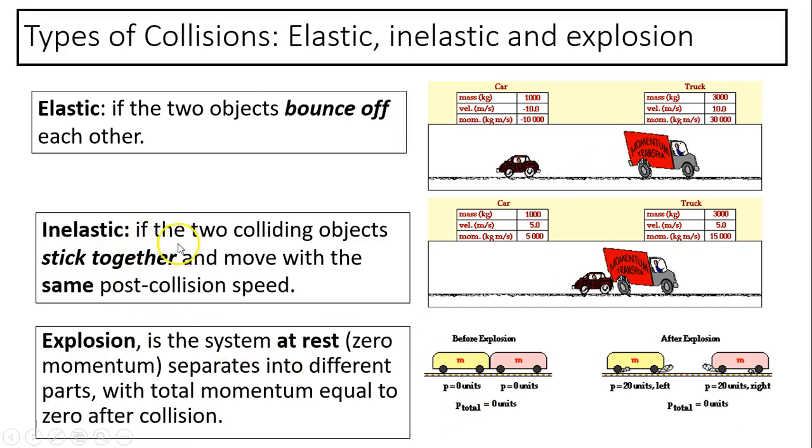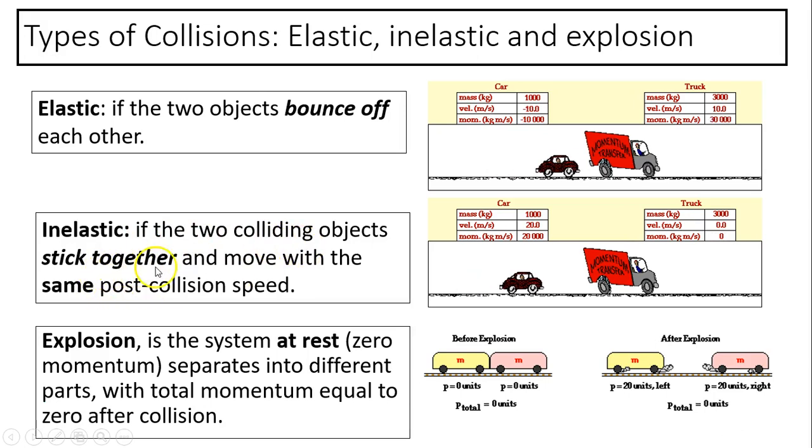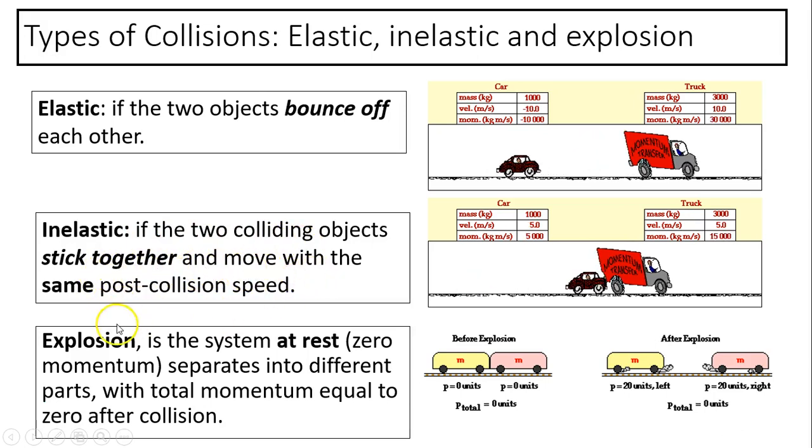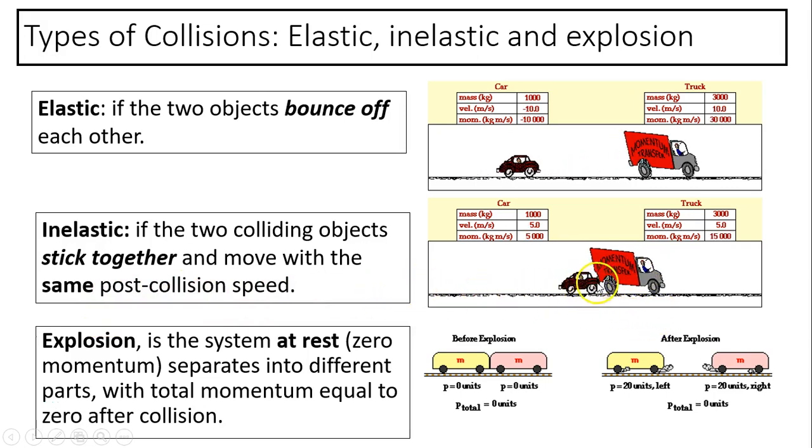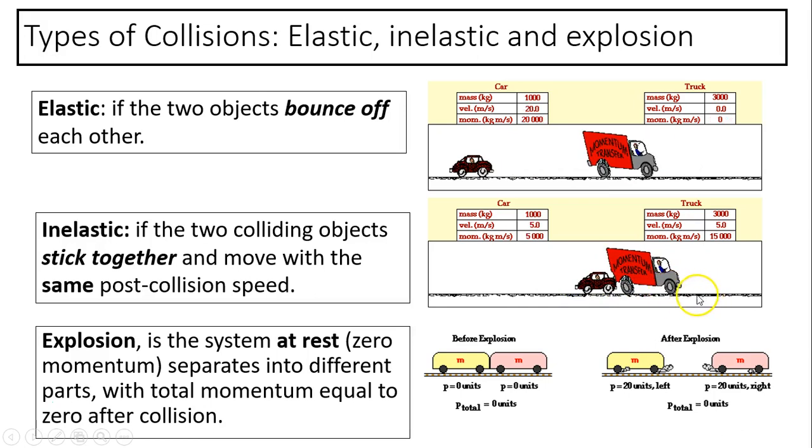An inelastic collision is a collision in which the two colliding objects stick together and move with the same post-collision speed. Take a look at this. The car and truck collide, stick together, and move with the same speed.